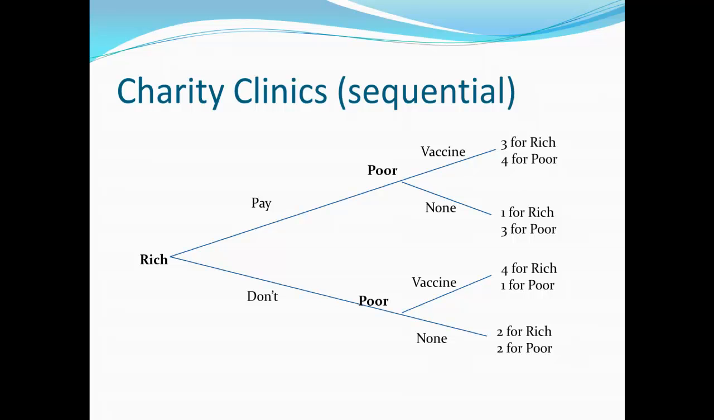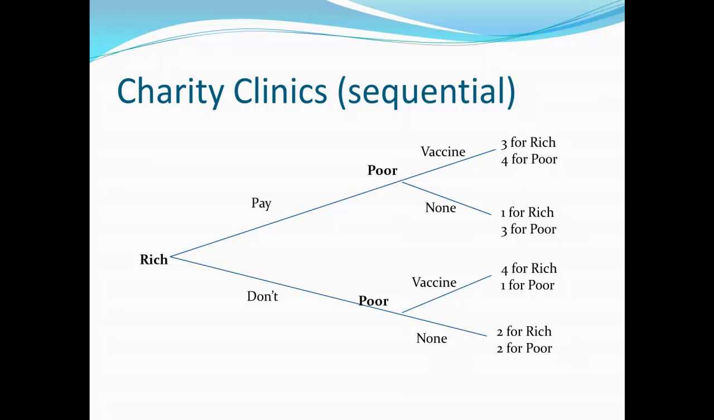Right? They either pay or they don't pay. So this is what we call a game tree. The game is played from left to right, and we follow various branches. So the rich can either pay for the vaccine or not pay for it. And the poor can either take the vaccine or not, and they get the payoffs that you see here on the edge. It's really just those payoffs from the simultaneous game, but written down in the proper order here.